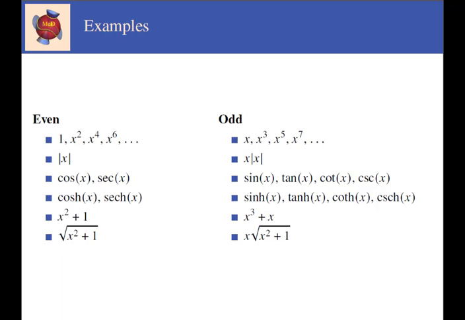For familiar trig functions, the cosine is even and the sine is odd. The secant is 1 over cosine, so it's the ratio of two even functions, so it's also even. Tangent, on the other hand, is sine over cosine, and since the sine is odd and the cosine is even, the ratio is odd. A sum of even functions is even, and a sum of odd functions is odd. Something like the square root of x squared plus 1 is even, since the argument of the square root is even. And x times the square root of x squared plus 1 is odd, since x is odd and the square root of x squared plus 1 is even, so their product is odd.